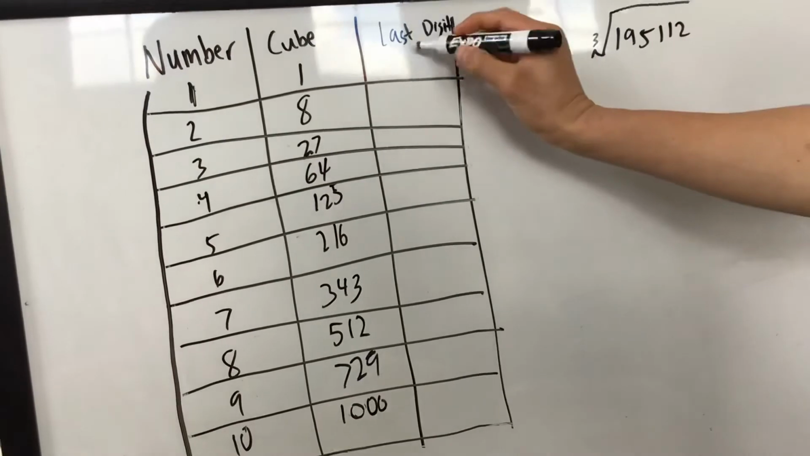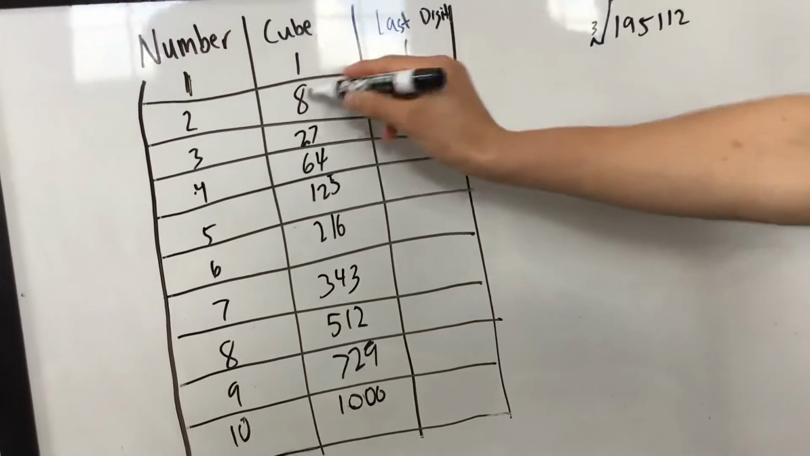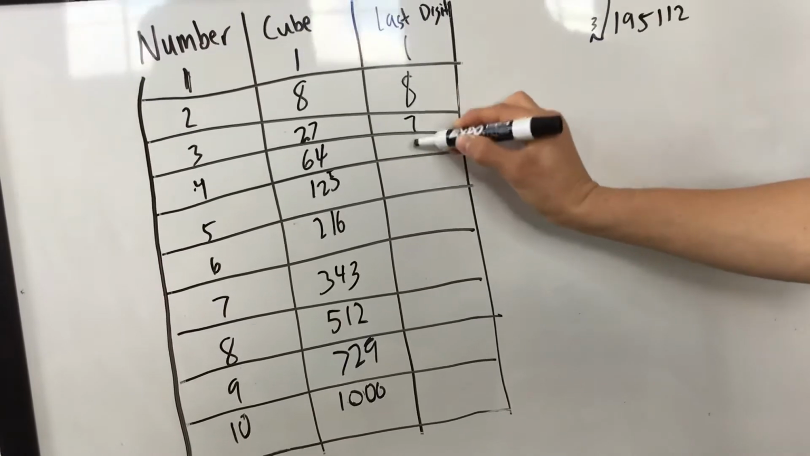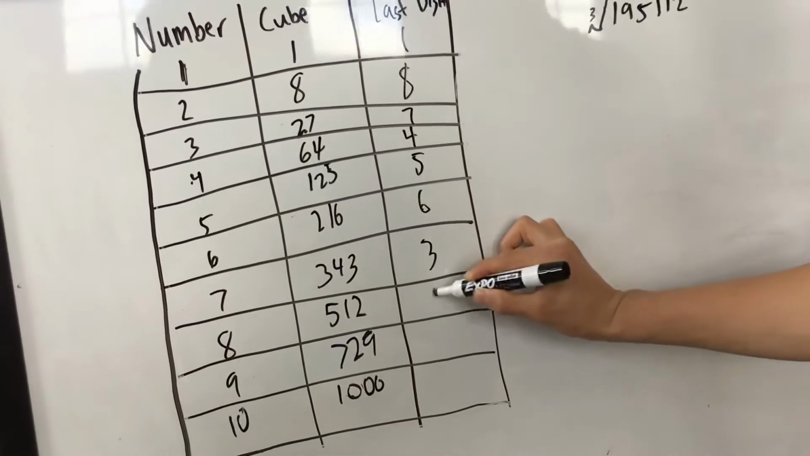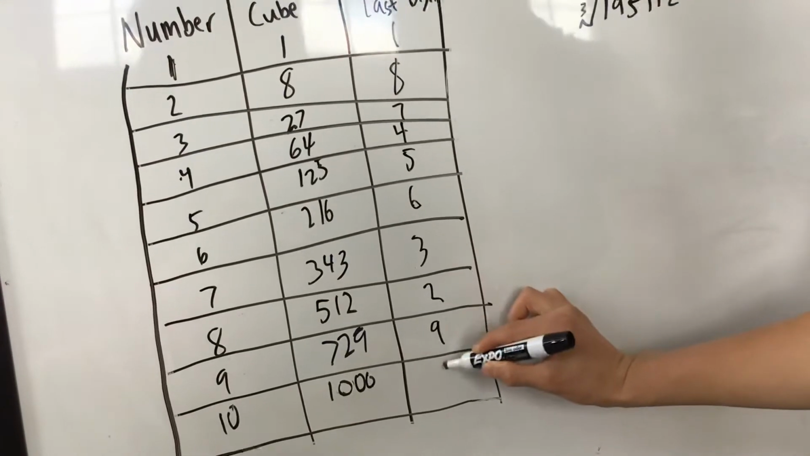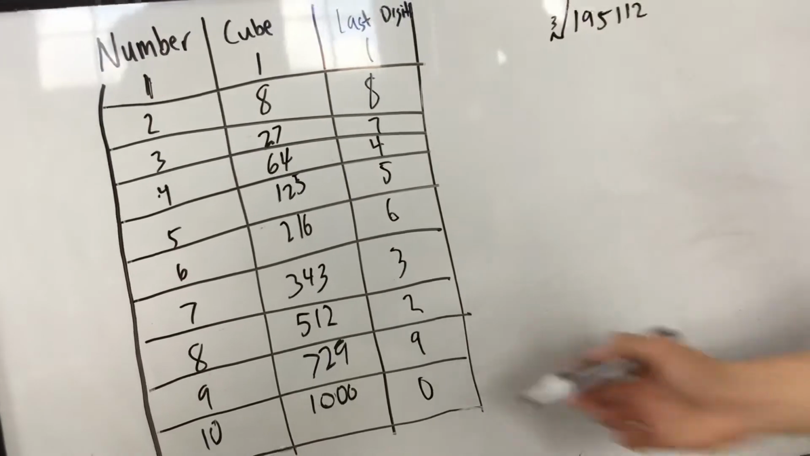So we're going to find the last digit of each of the cubes because this will become important later on, as you'll see. So the last digit of the cube of 1 is 1, the last digit of the cube of 2 is 8, and so forth. So if we fill out this chart, you start to notice something interesting. Every single cube of the numbers 1 through 10 ends in a different last digit.